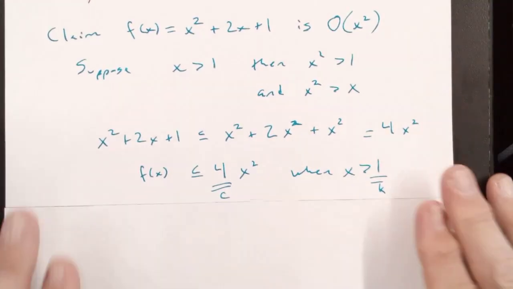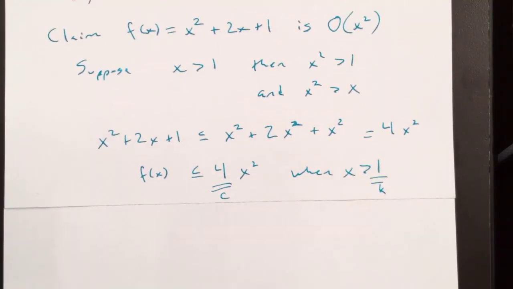Now, as soon as you find one set of witnesses, it is possible to find other different sets of witnesses. Witnesses are not unique. I could have said, let's let x be bigger than 5. Well, then I could have said different things about this, right?